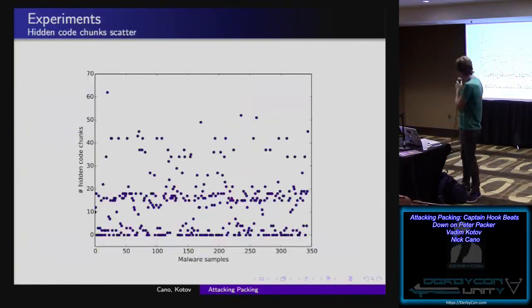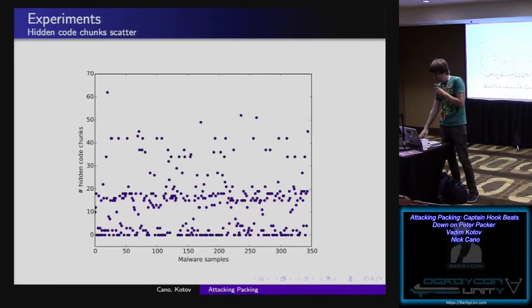And here's how the number of extracted code chunks is distributed. The horizontal axis is malware samples, and the vertical is the number of hidden chunks. Interestingly, we have these two distinct stripes. What does it mean? I don't know. It's just an interesting pattern we thought worth mentioning. The maximum is 62, so one malware has 62 chunks of code executed before it jumped to the payload.